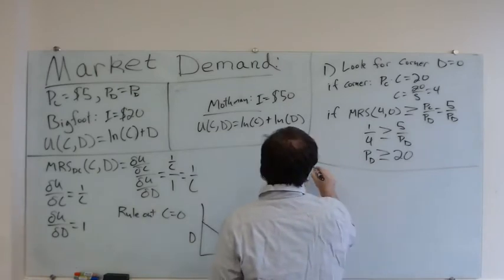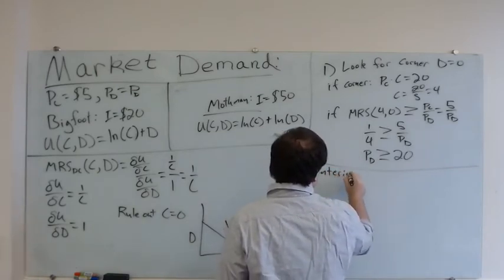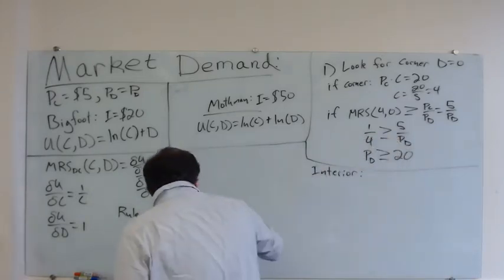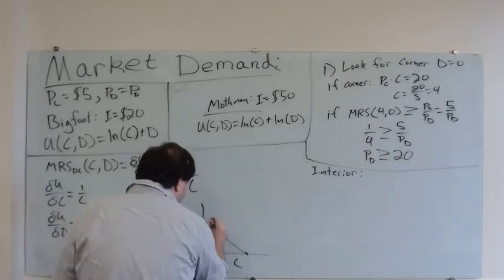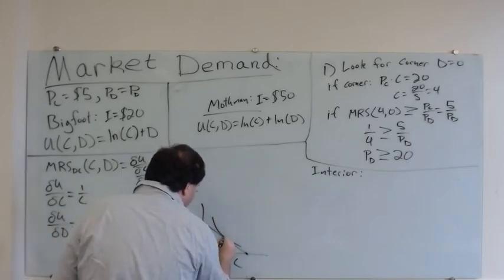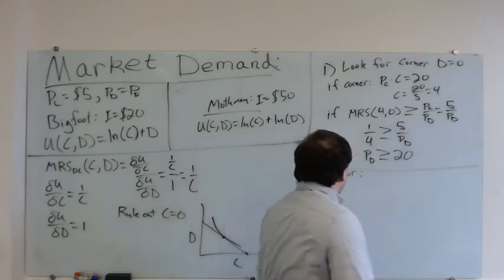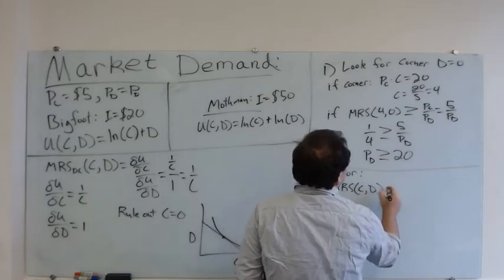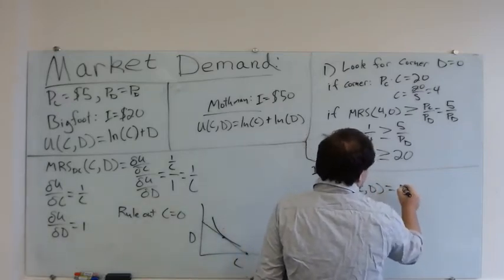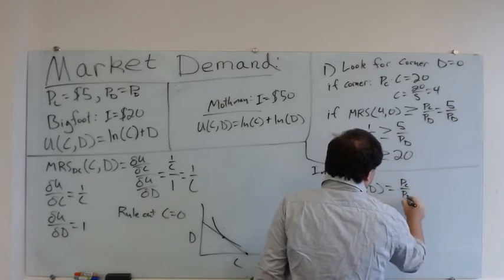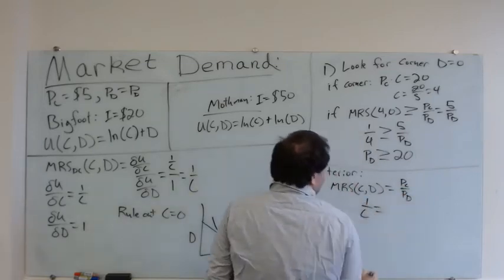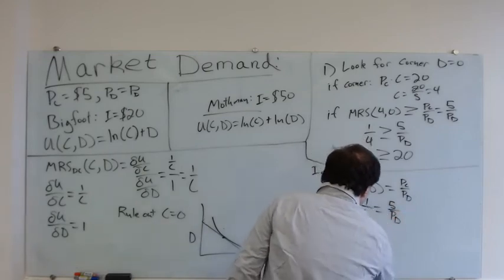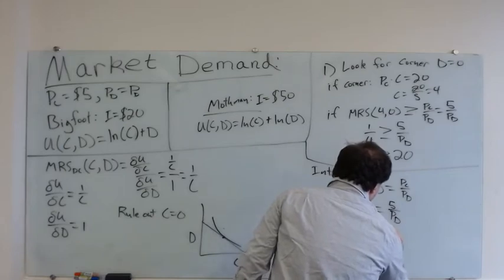Right, so in our interior solution, we would be buying some dolly paintings. We would be buying some chicken, right? We've got a solution like this. So we're going to have our MRS equal to the price ratio, right? So MRS of C and D has to equal PC over PD, right? So 1 over C has to equal 5 over PD. Cool. So C is going to equal PD over 5, right?